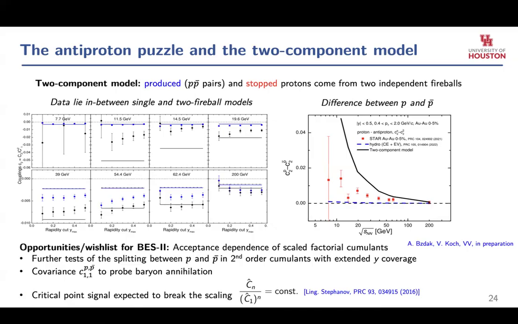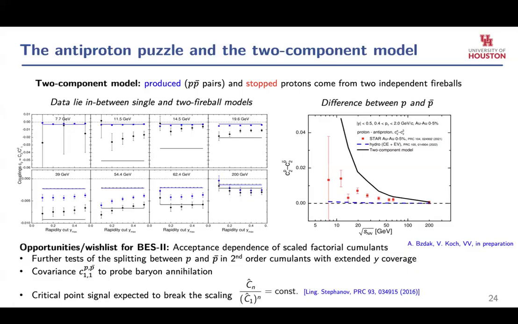So some opportunities for BES-II is to look at this acceptance dependence. We're not only interested in energy dependence, we also want to look at rapidity cut dependence at each energy separately, and see first of all if it's flat or not, because if you look at some predictions from theory, the scaling should be broken by critical points in higher cumulants. But also, of course, we want to see how much of this effect is there.